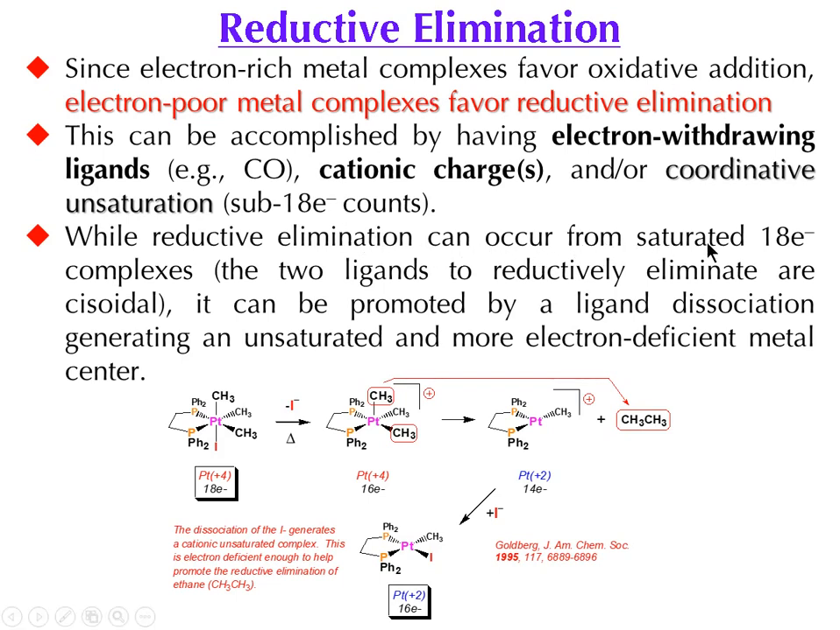While reductive elimination can occur from saturated 18 electron complexes, the two ligands to reductively eliminate are in cis position, and it can be promoted by ligand dissociation, generating an unsaturated and more electron-poor metal center. For example, this is a complex of platinum, 18 electrons, and we have CH3I. So by theory, the reductive elimination is possible in this case. But since this complex is 18 electrons, so rich in electrons, the reductive elimination of CH3I is not favored. So we heat this complex to lose a ligand I-, which is weakly coordinating to platinum. In this case, we have platinum 4 with 16 electrons. So in this case, the reductive elimination might be possible.